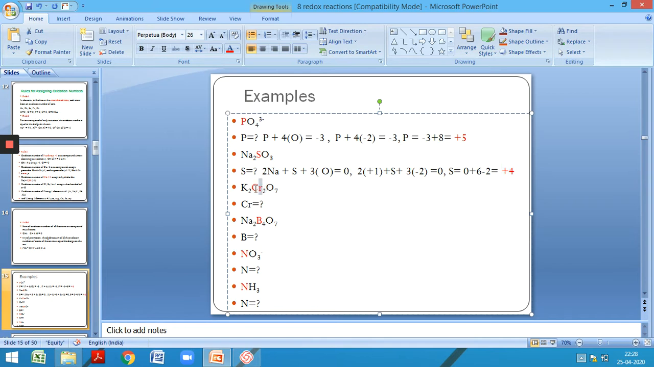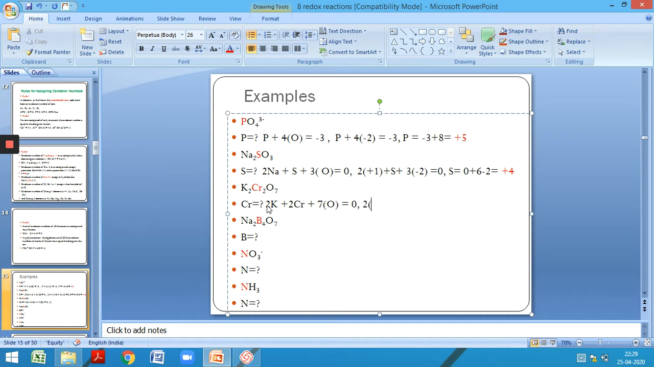What is the oxidation number of chromium atom in potassium dichromate? So let us look at the example. Potassium dichromate is again a compound. So the sum of oxidation numbers of all the atoms, that means 2 potassium plus 2 chromium plus 7 oxygen atoms, is going to be equal to 0, since it is a compound, it's neutral.